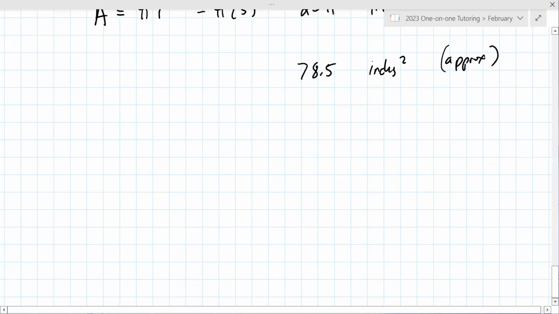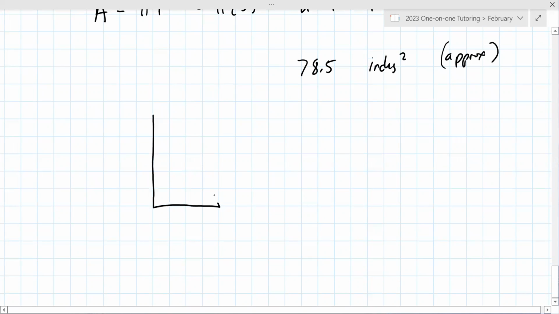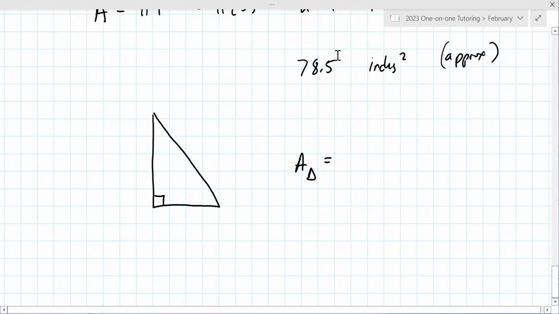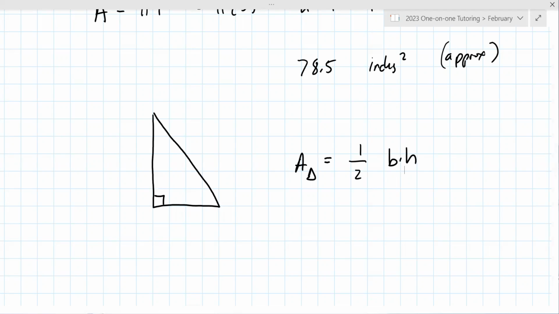Now, do you remember the area for a triangle? What's the formula for the area of a triangle? It's pi r squared divided by 2. No, it's one half base times height. Okay, keep that in mind.